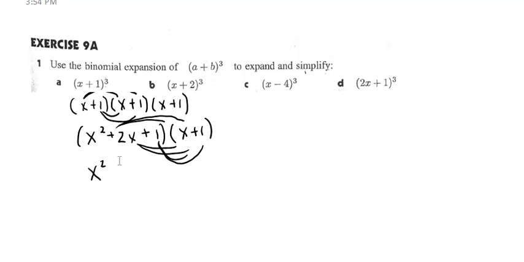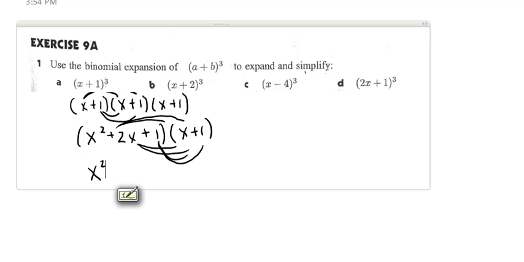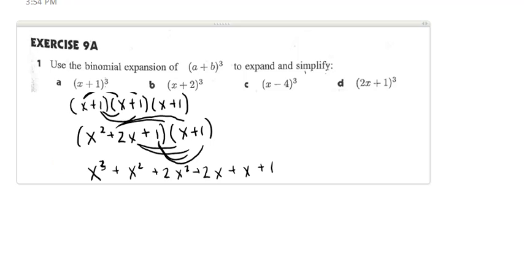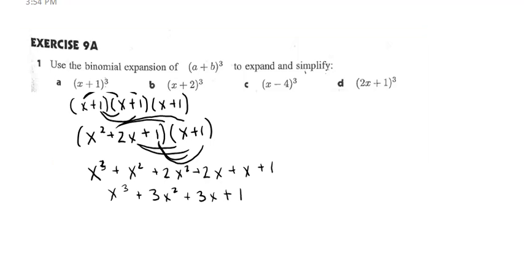As you go through here, you get x cubed plus x squared. Move on to the next term, you get plus 2x squared plus 2x plus x plus 1. And from there you'd want to group like terms. And here we come up with x cubed plus 3x squared plus 3x plus 1.